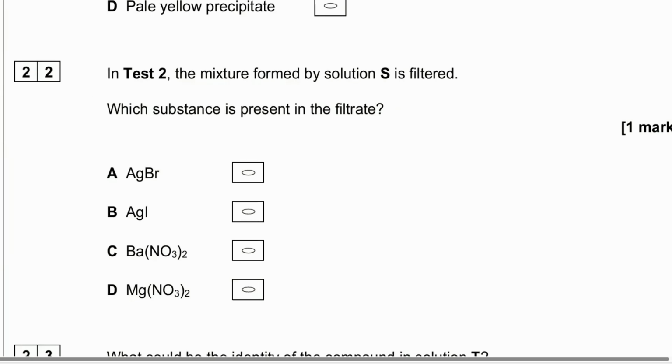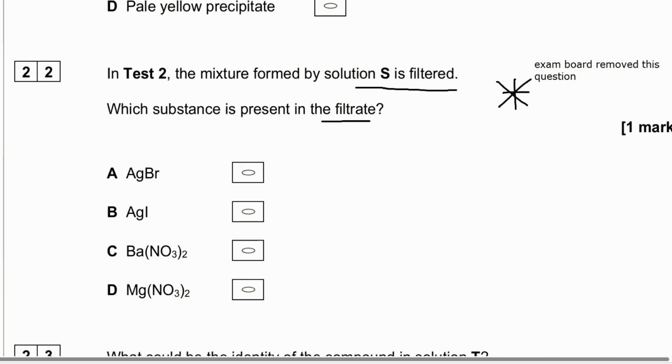So we're looking at 22. Test 2, the mixture formed by solution S is filtered. Which substance is present in the filtrate? It's really hard to say what the correct answer is here because the exam board put an asterisk next to it and gave every single student this answer. And the reason is that they made a mistake in the question. They didn't necessarily say what the mistake is. So we could kind of try and guess at what the mistake is to try and work out what a correct answer could be. But who knows?